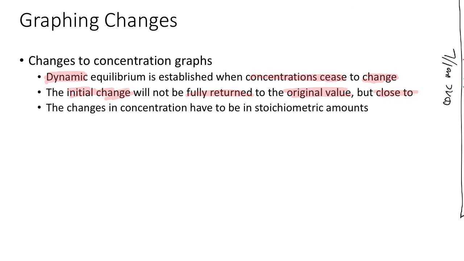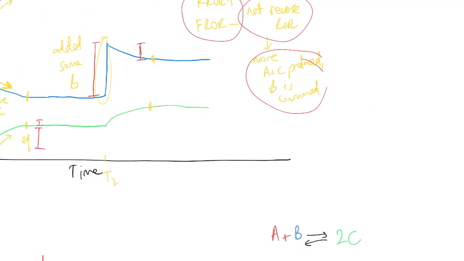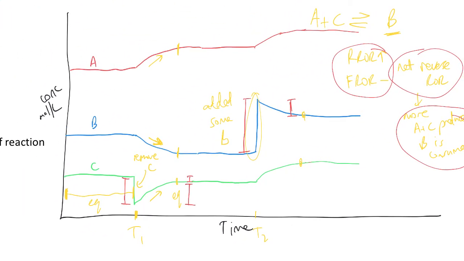And the changes in concentration have to be in stoichiometric amounts. Okay, so what does that mean? It means that if you look here, all of these changed by about this much, which is hopefully quite similar. Okay, they all changed by about that much. And if they all change by about the same amount, that means they all have the same coefficient, 1, 1, 1, or 2, 2, 2, whatever. But no, it's definitely 1, 1, 1, right? So they're all going to change by the same amount.